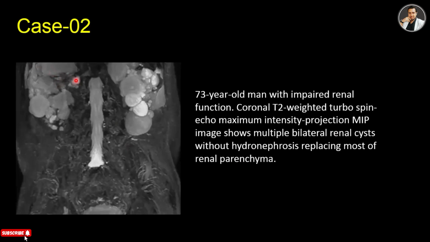And this is case 2. In this case, a 73-year-old man with impaired renal function, coronal T2 weighted turbo spin echo maximum intensity projection. So that's a MIP image showing multiple bilateral renal cysts without hydronephrosis, replacing most of the parenchyma. So there is no hydronephrosis seen, but both kidneys have multiple renal cysts, and the renal parenchyma is almost invisible.